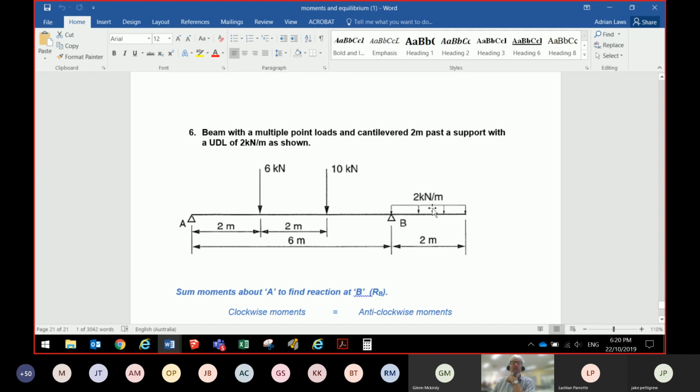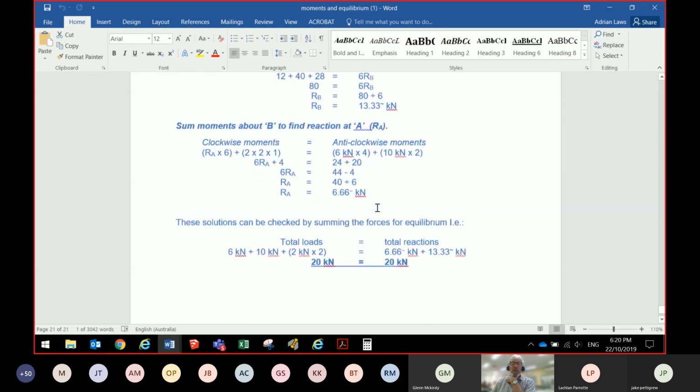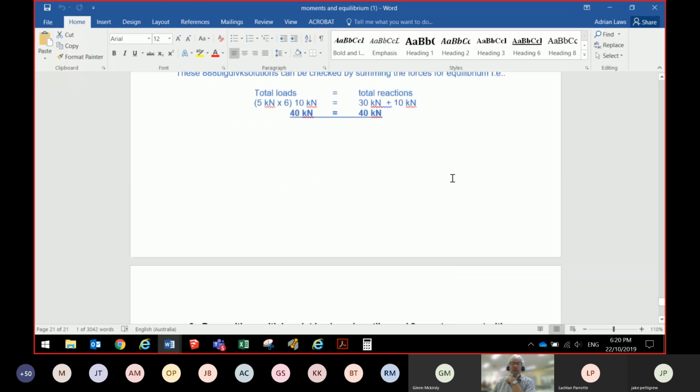So in this particular case, we've only done this for point loads and uniformly distributed loads. And so we just cross that out and put 4 kilonewtons right in the centre. So it's 1 metre out. And then you can do that exercise, and it's all been done there for you. And you can do that the same as the others.